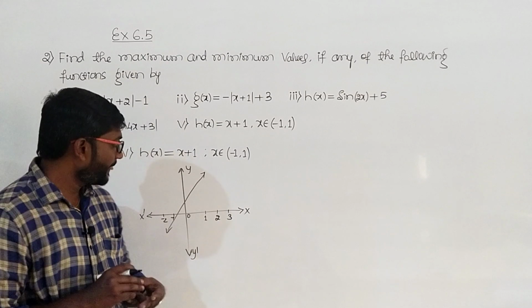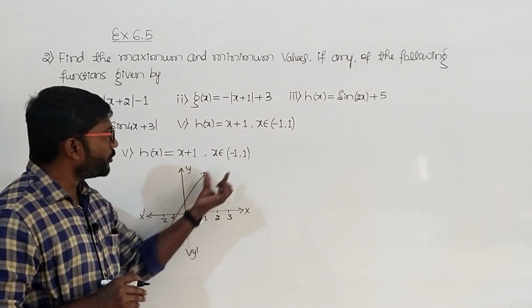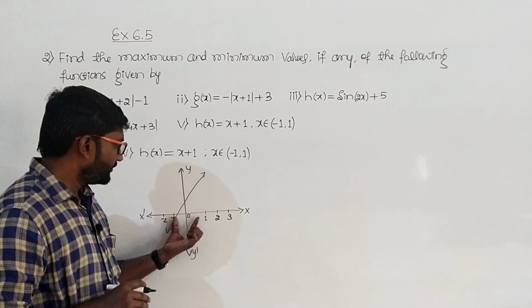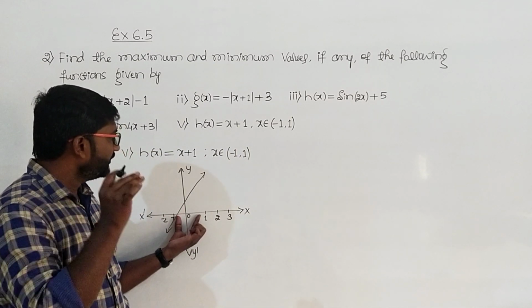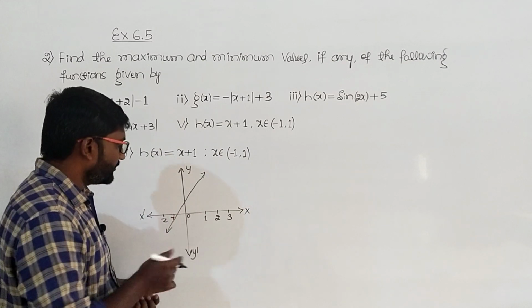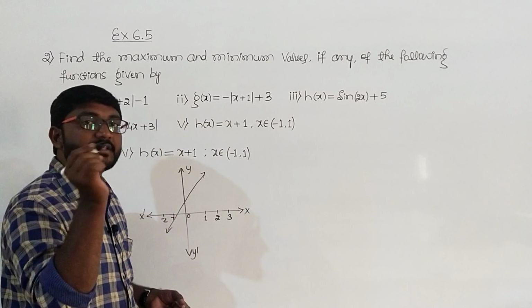So he says in between minus 1 and plus 1, open interval means you have to leave the end points, take in between values. So in between these two you have to search for the maximum or the minimum value. So it is very difficult to locate such points.